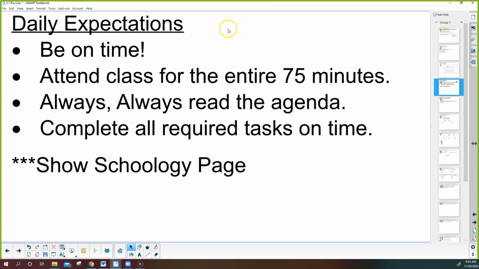All right, expectations for class. Be on time. If you're showing up 10 to 15 minutes late, you're missing out on important things. And if we're all 5 to 10 minutes late, that's slowing down what we have to get done for the day. Attendance: attend class for the entire 75 minutes. Always, always, always read the agenda and complete the required tasks.